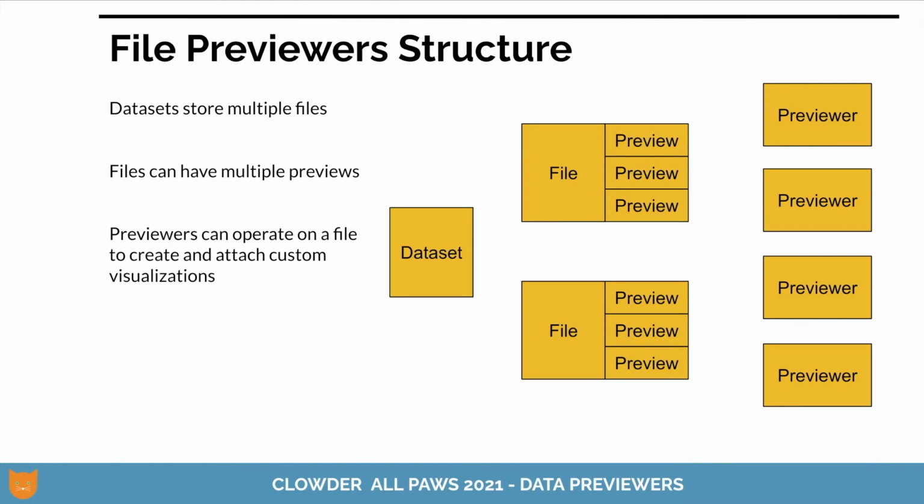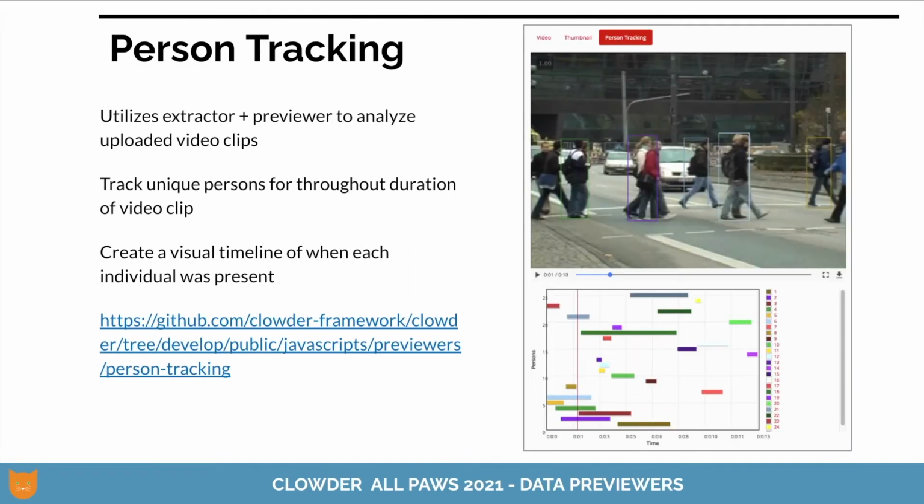In Clowder, one or more files can be uploaded to a dataset. Previewers will operate on those files to attach previews to them. Files can have multiple previews attached. And all of the previewers will be shown to the user when viewing the file in the Clowder UI. Some previewers utilize an extractor as well to expand upon and provide further details for the file in question. For example, given a video clip, this person tracking previewer will attempt to track individuals in the clip and outputs a chart of when each unique individual was present in the frame of the video.